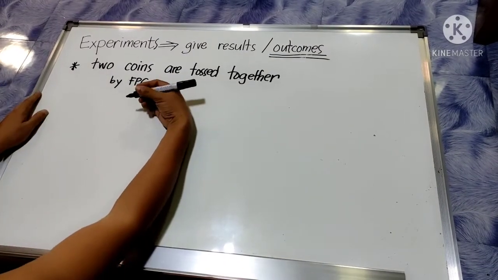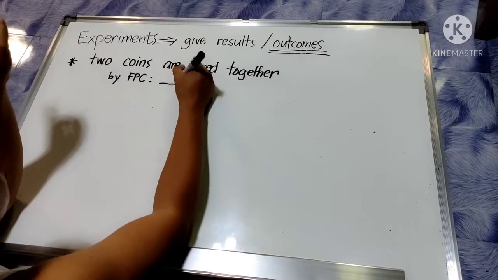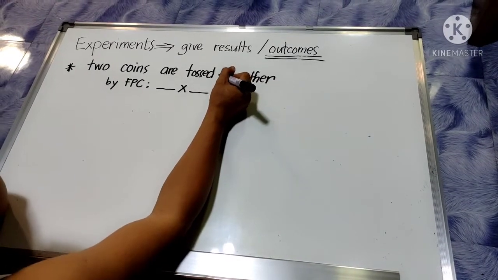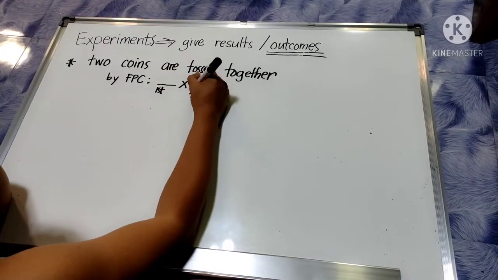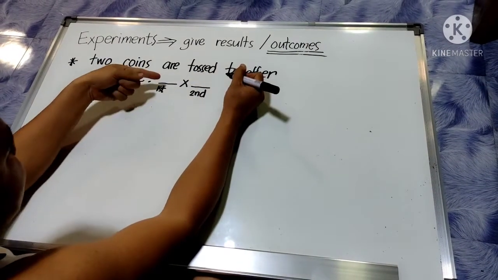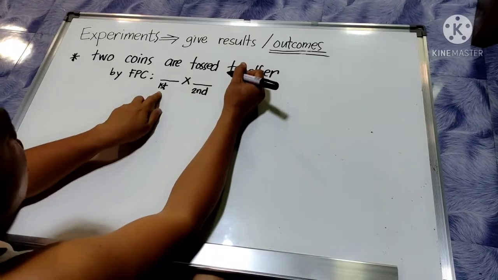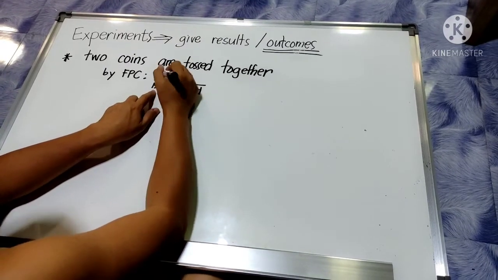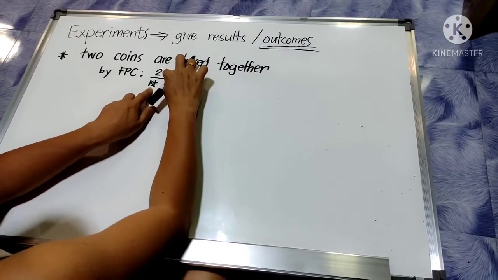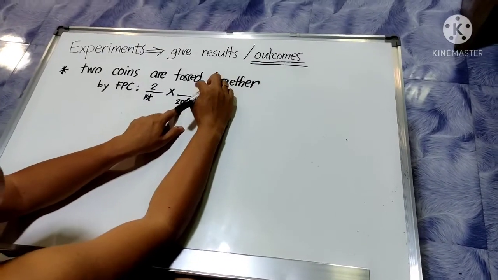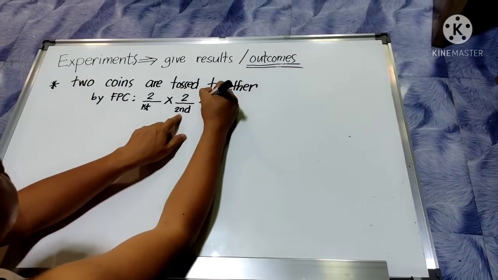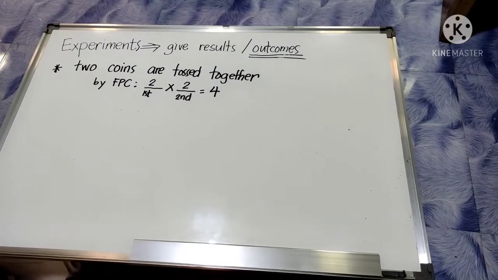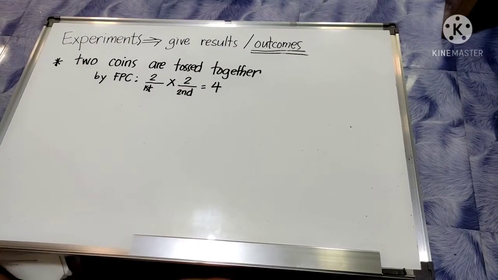So how many coins are involved? There are two coins. So you are going to make two blanks that represent the two coins. This is for the first coin. This is for the second coin. On the blanks, you are going to write the choices. How many possible outcomes are there for the first coin? You have two. What are these two possible outcomes? The head and the tail. How about for the second coin? There are also two possible outcomes. Then you get the product. 2 times 2 is 4. So we are expecting 4 possible outcomes in this activity.